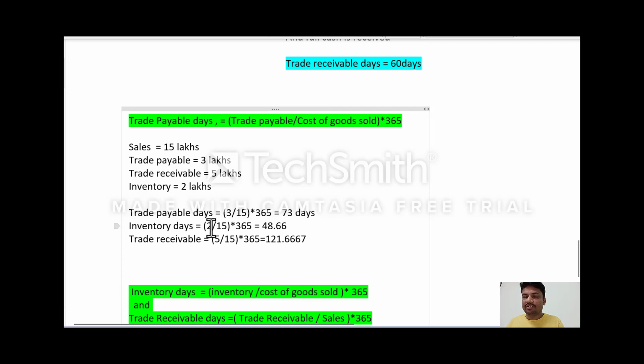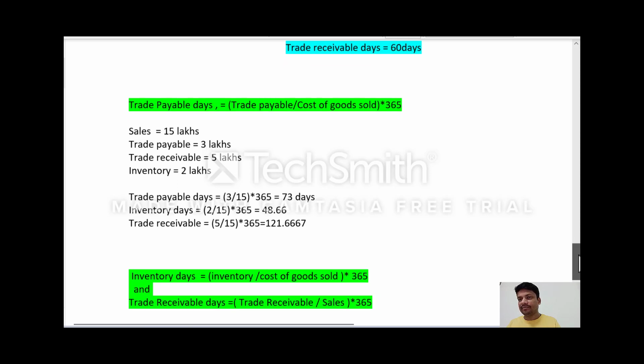So inventory days is equal to 2 lakhs divided by 15 into 365, which is 48.66. Trade receivables is equal to 5 by 15 into 365, which is 121. So this is the way we calculated trade payable days, inventory days, and trade receivable days from the balance sheet data, because in the balance sheet the amount is given for different values, and from those values you have to calculate the trade payable days.